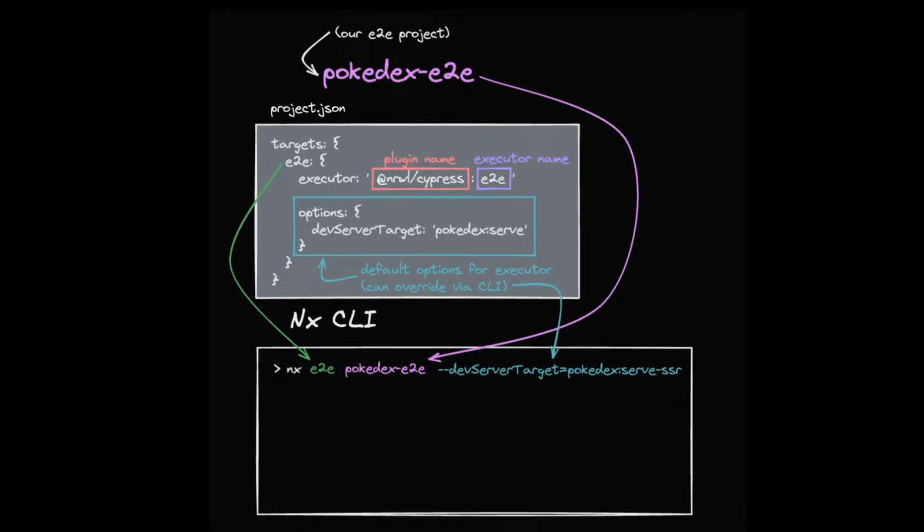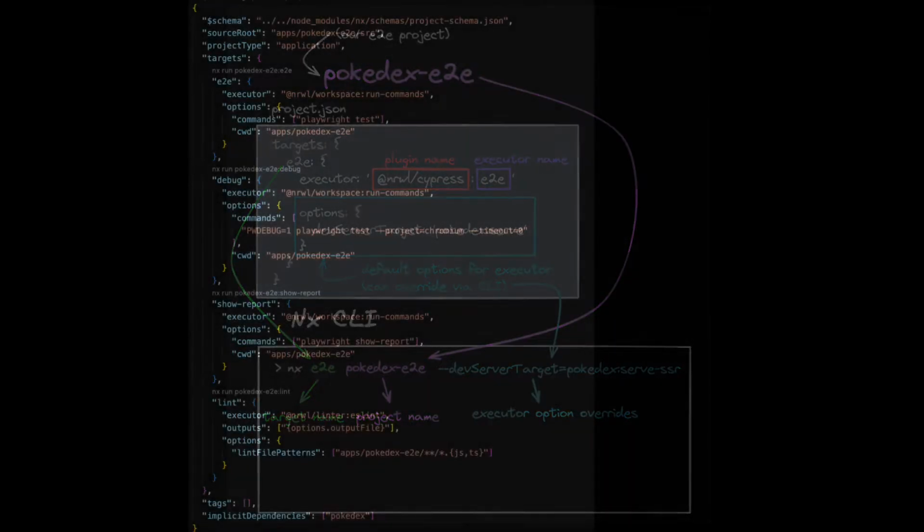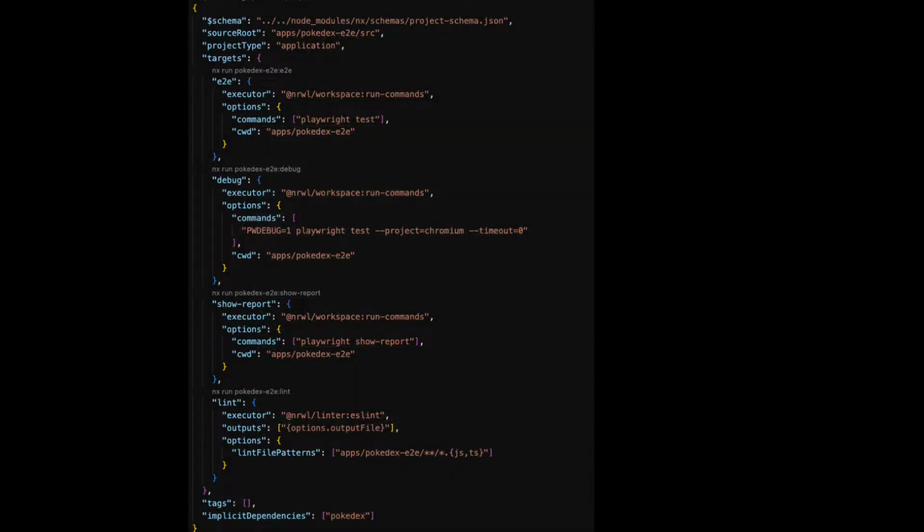So maybe in this case, instead of using the default Pokédex serve for our dev server target as listed in the project JSON, we want to run our end-to-end test against some server-side rendered web server. So we'll add that override below. So our CLI syntax then becomes NX, target name, project name, and then any option overrides. Let's take a look at our actual project JSON now for our Pokédex E2E project. And be sure to check out this code in the linked repo if you'd like to follow along closer.